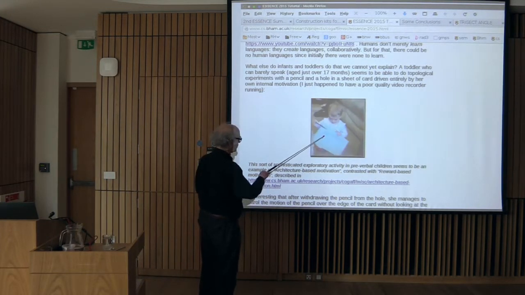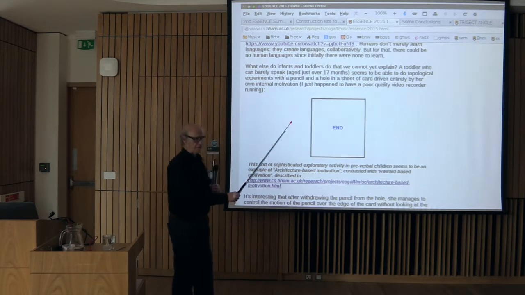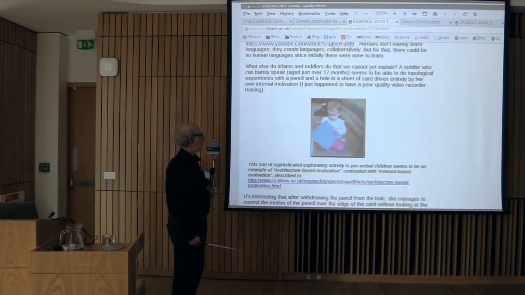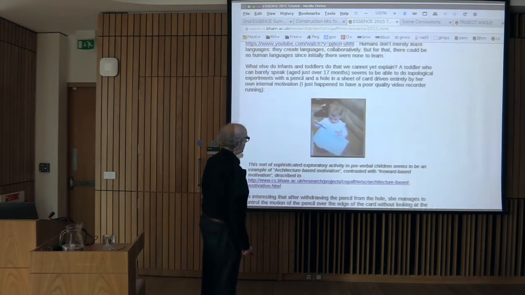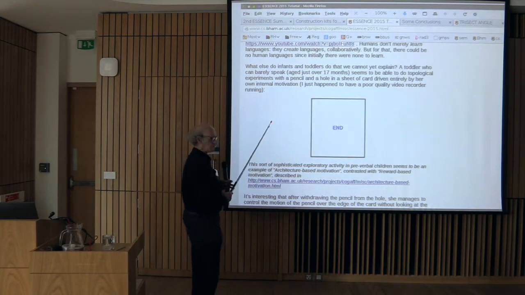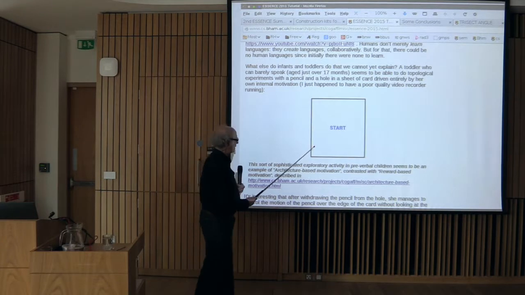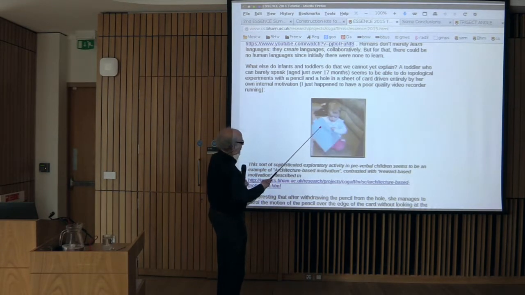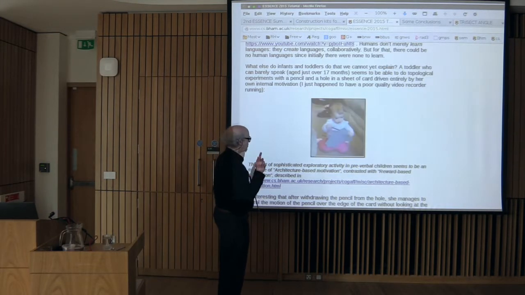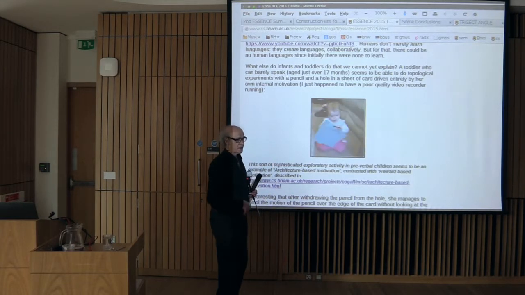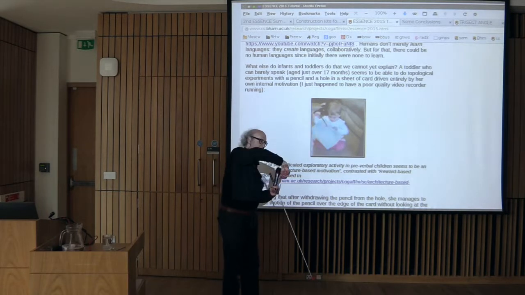This is a video of a 17 and a half month old child. It's actually a GIF image extracted from video. Just before this, she was crawling along holding a pencil and she saw this sheet of paper with a hole. She picked it up and she poked it through. She pulled the pencil out. She then bent the paper back. So start again: push it through, pull it out, bend the paper, poke it through from the other side, pull it out, bring it back and poke it in again. So in, out, round, in.